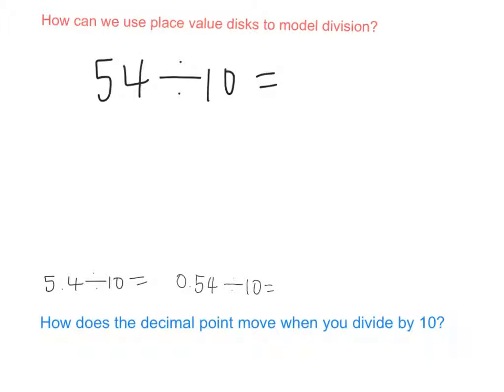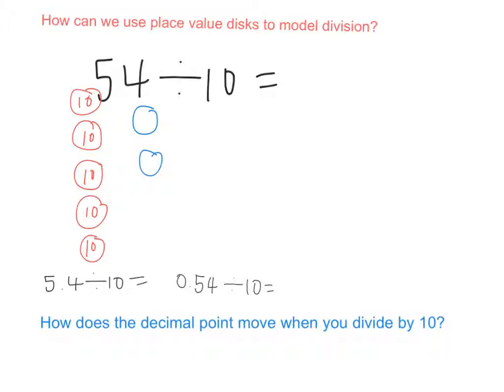I'm going to ask you to write this down, please. If we have 54 divided by 10, how many tens discs do we need? How many tens do we have? We have 5 tens discs. Do we have anything else? 4 ones discs. Good. And now we've modeled 54.